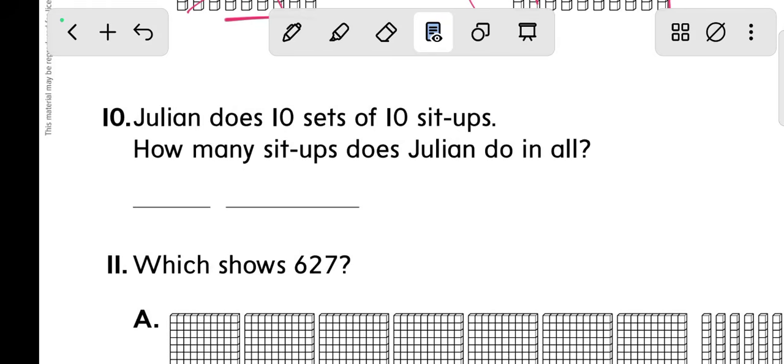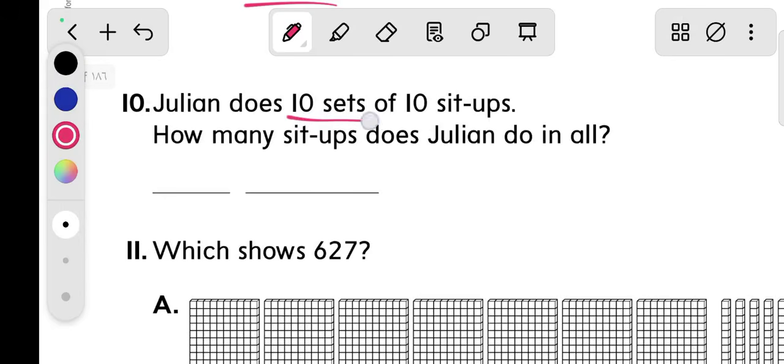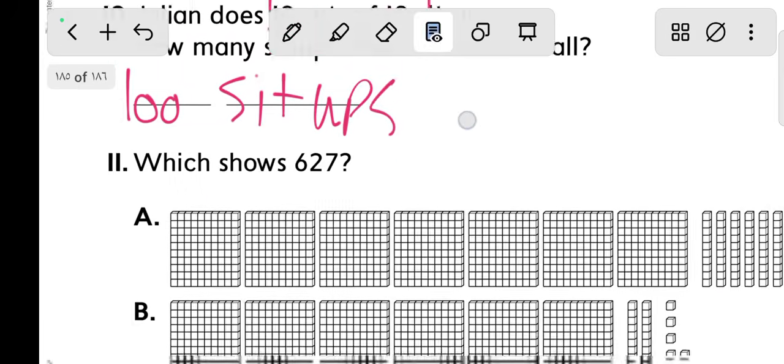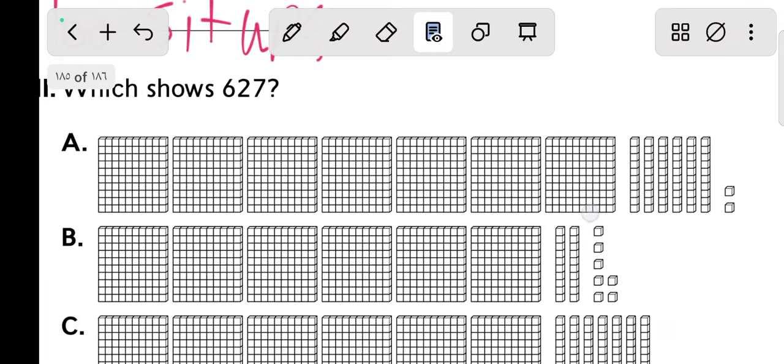Julian does 10 sets of 10 setups. How many setups does Julian do in all? Okay, 10 sets of 10 means 10 groups of 10. So how many setups do we have? It's 100 setups.